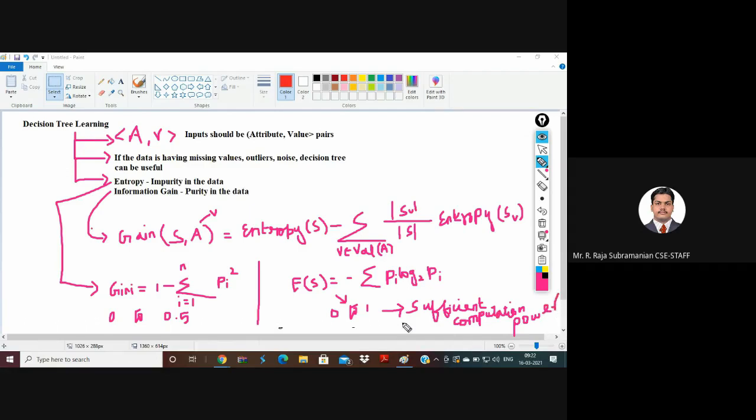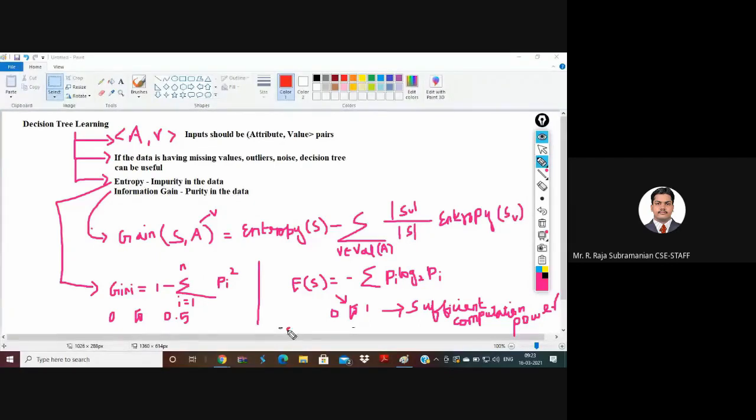So entropy requires computational power because it has some higher values. Say if 0.9 and so on is there, the multiplications and divisions may become more complex. Whereas if computation power is less in your system, then you can use the Gini metric. That is actually the difference. Both are essentially going to give similar values.